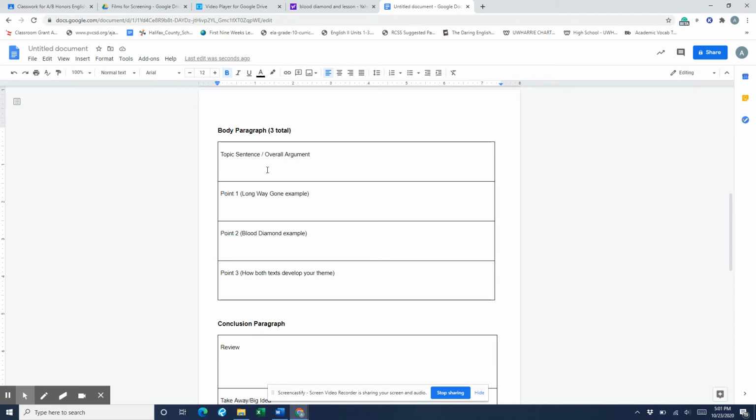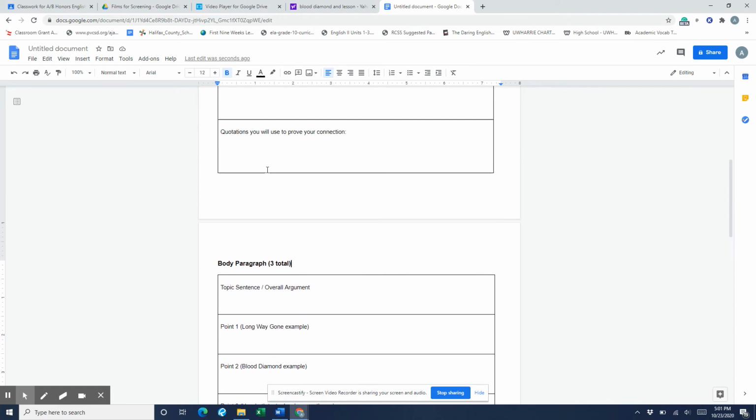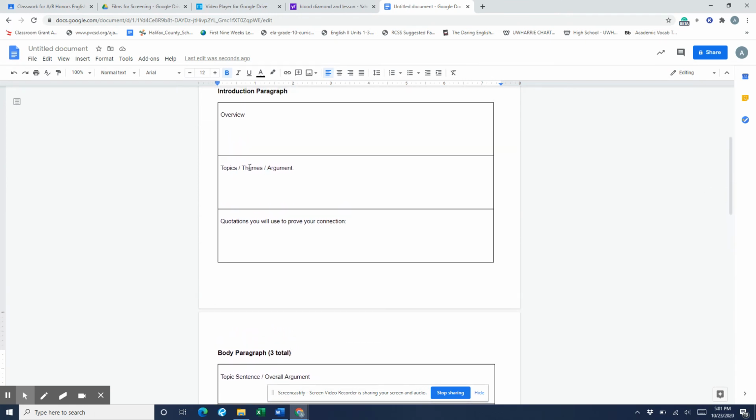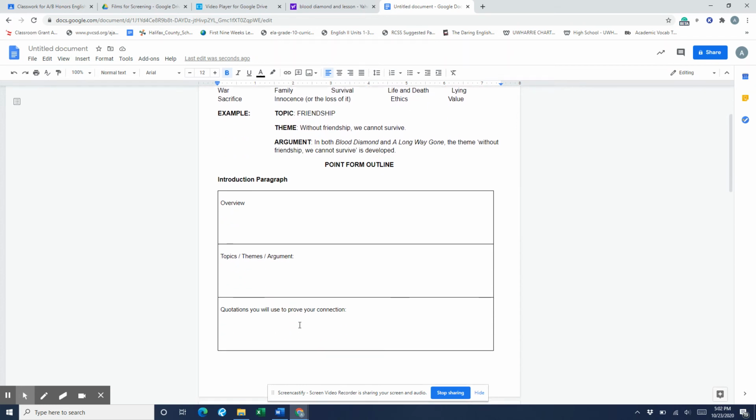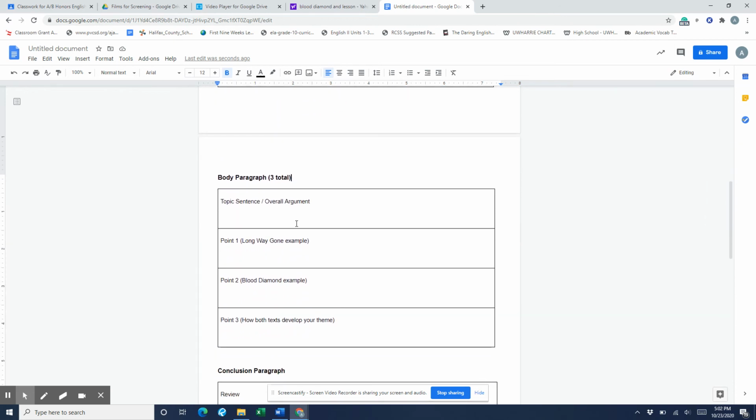So for your body paragraphs, you're basically having 3 different reasons or examples that support this theme or argument that you have. So whatever topic you choose, say that you choose life and death. If you say that both of them deal with the theme of life and death, and they have a similar message about this theme, and you write about the message right here, then you're going to give 3 different examples. You're going to have an example about their families all dying.